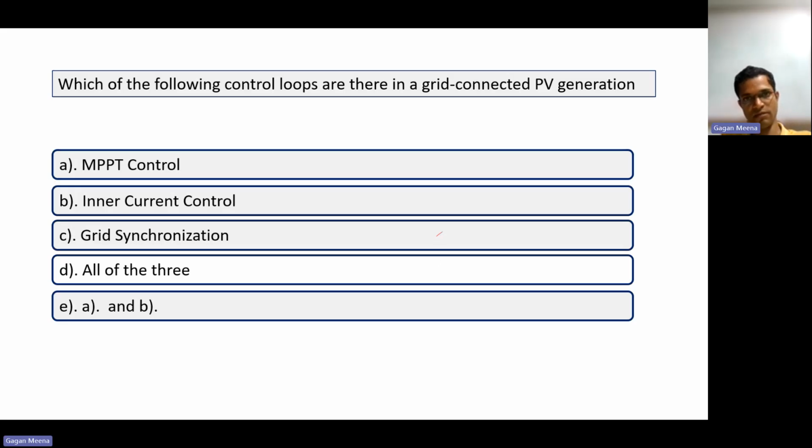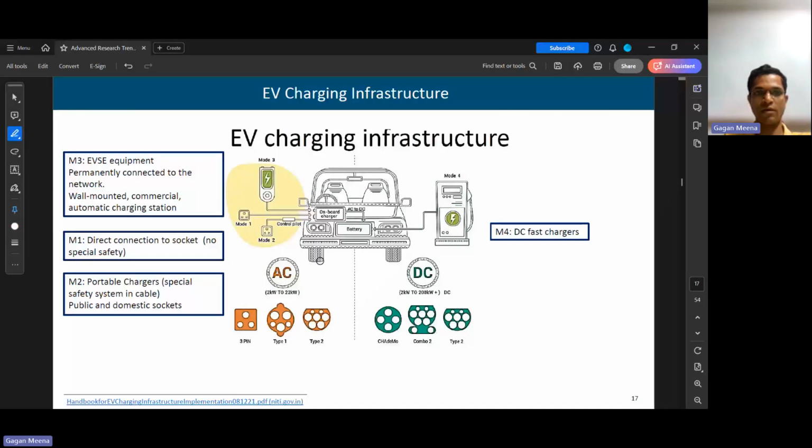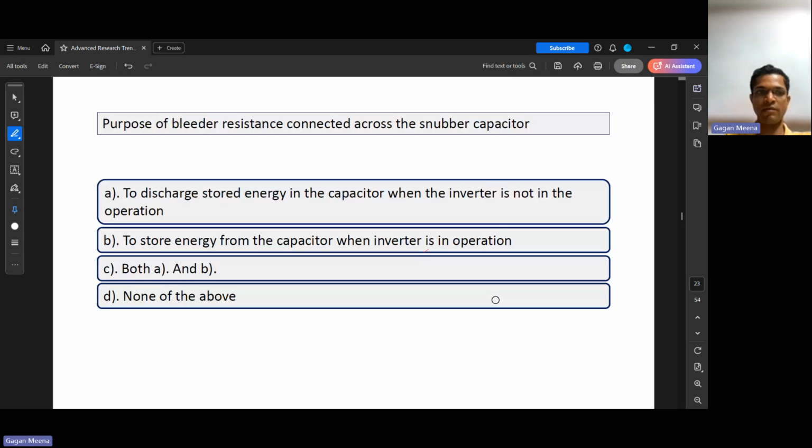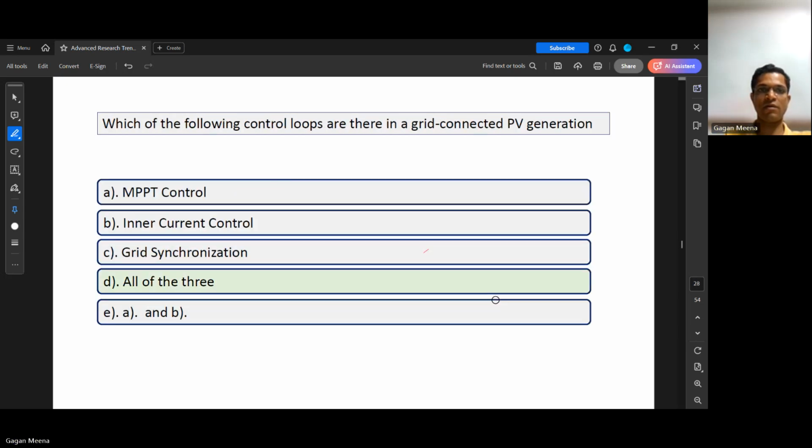Again the same problem. Let me share the PDF now. Okay, I will share the PDF now. Yes, so distributed is already done and we were on the question. Yes, so these three control loops are there in grid connected PV. Sorry.